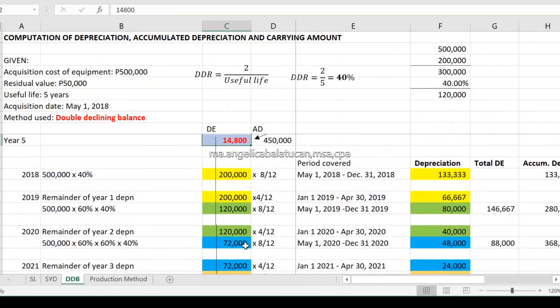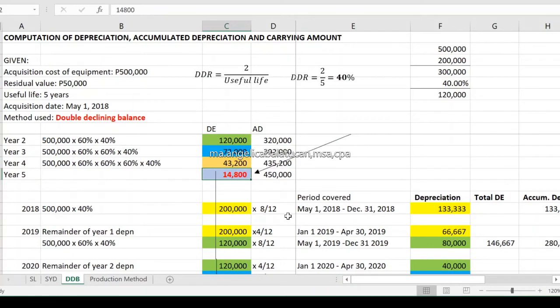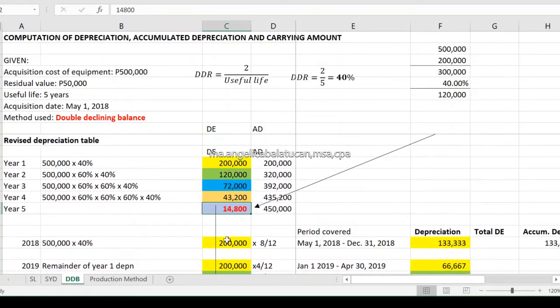Now let's proceed to the year-by-year 2018 to 2023 depreciation. So we will start with, okay, so I'm going to freeze this first.